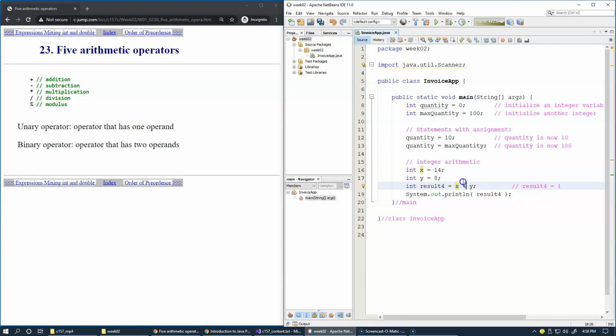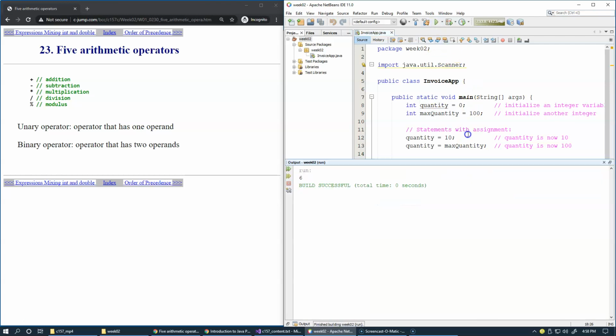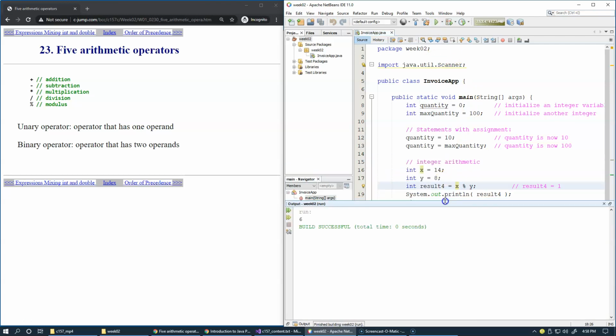will yield the remainder. So if I run this, you can see that the remainder of the division of 14 by 8 is 6. So 14 divided by 8 is 1 in integer arithmetic, and the remainder is 6. So this is your remainder operator.